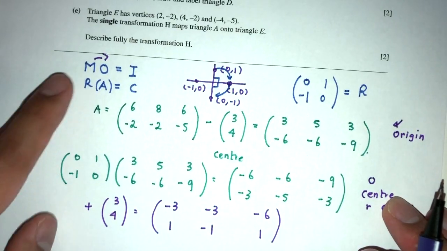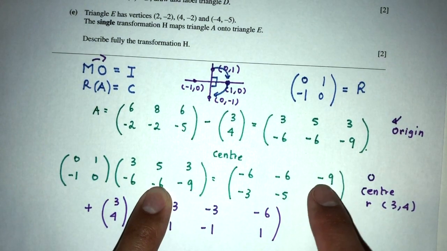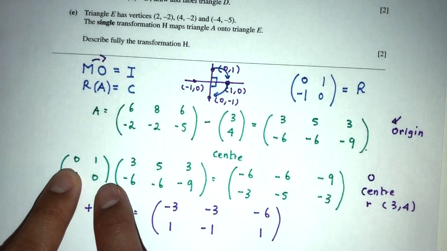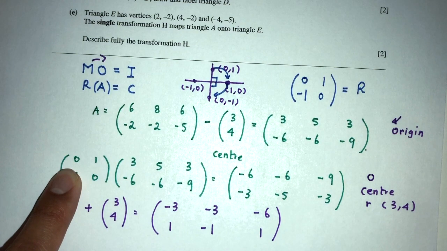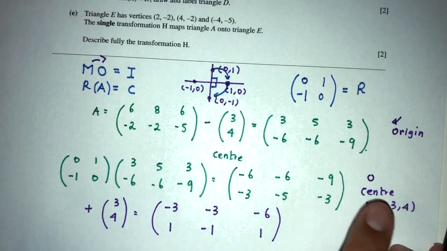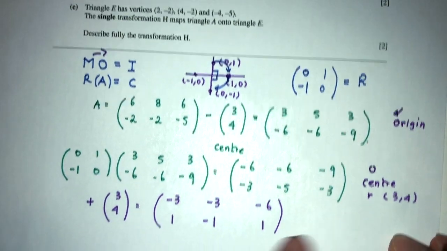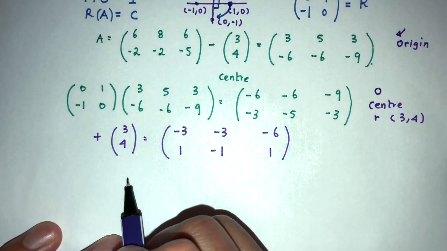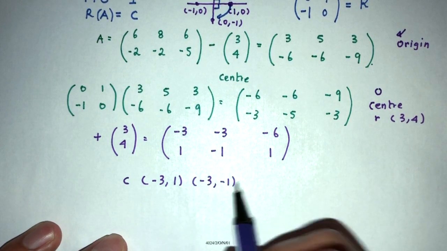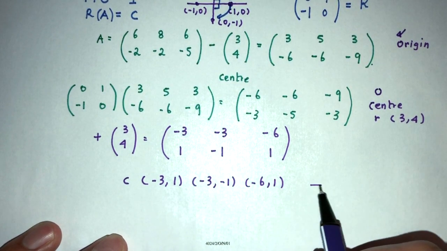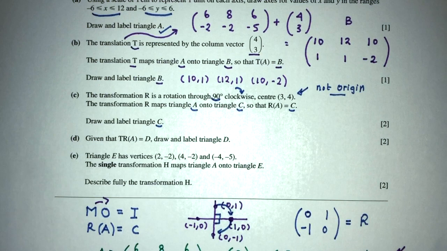So now going here, matrix times object gives you image. This was a rotation about center O. This gives you these points. Now obviously, as we can see, we have a center of 3, 4. We have to add this back because we have minuses here. We have to add this back to obtain this answer. So your triangle C, we have the points minus 3, 1, minus 3, minus 1, and minus 6, 1 for your answer. This will be your answer for part C of this question.